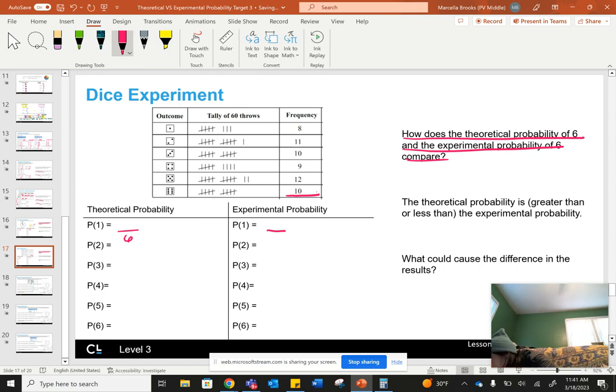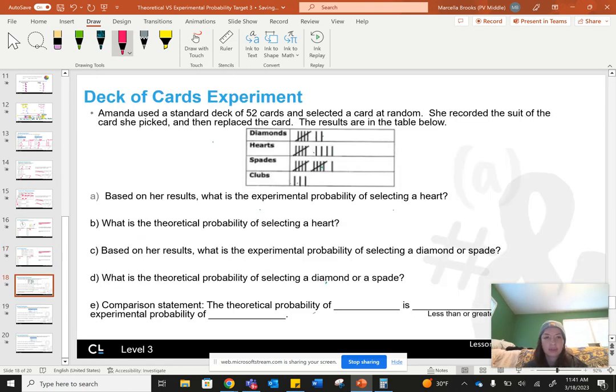Oops. I lost. Oh, there it is. All right, moving on to the next one. This one.